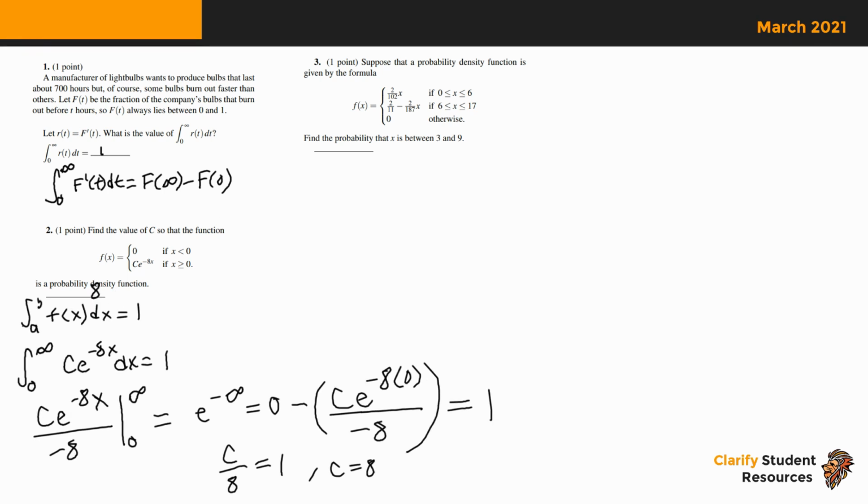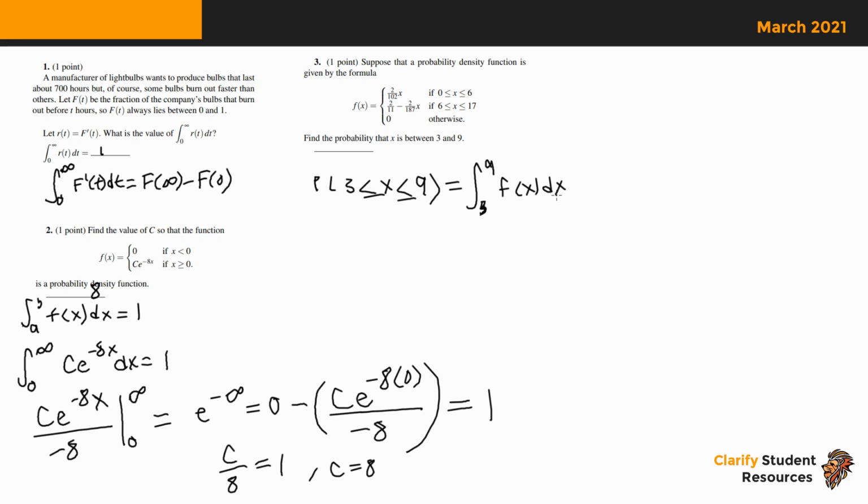All right, so starting on question 3, they want us to find the probability that x is between 3 and 9. So we can write this as p of 3 less than x less than 9. And we're going to have the equal signs because it's between those numbers. So another way of writing this is we're going to take the probability density function, which in this case is f of x. So we go from 3 to 9 for f of x dx. So basically we just have to integrate this along its range.